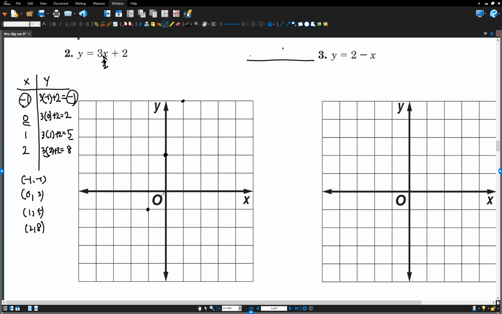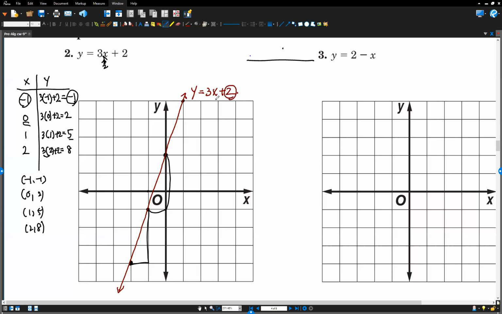Now the other side. You can use the pattern now: 3 down, 1 left. 3 down, 1 left. That's another additional point over here. Now we make the line. Here, here, here, here. That's enough. This is the graph of y equals 3x plus 2.